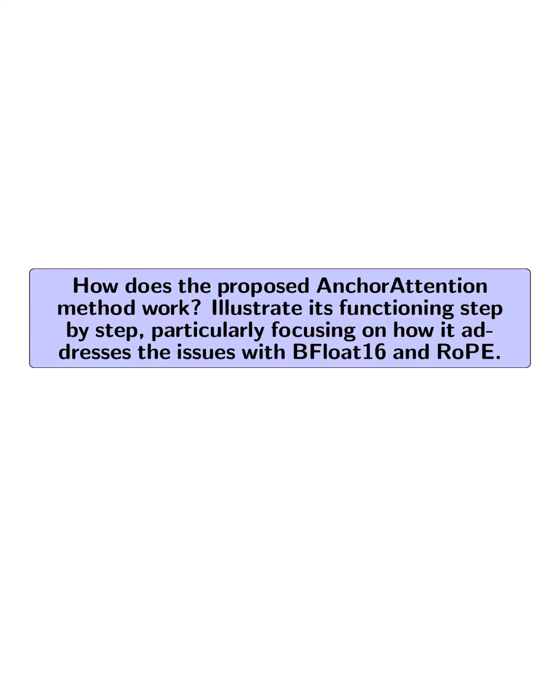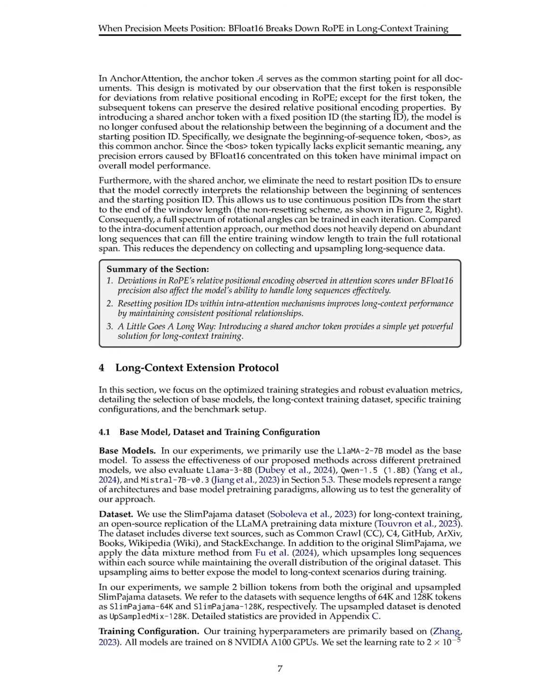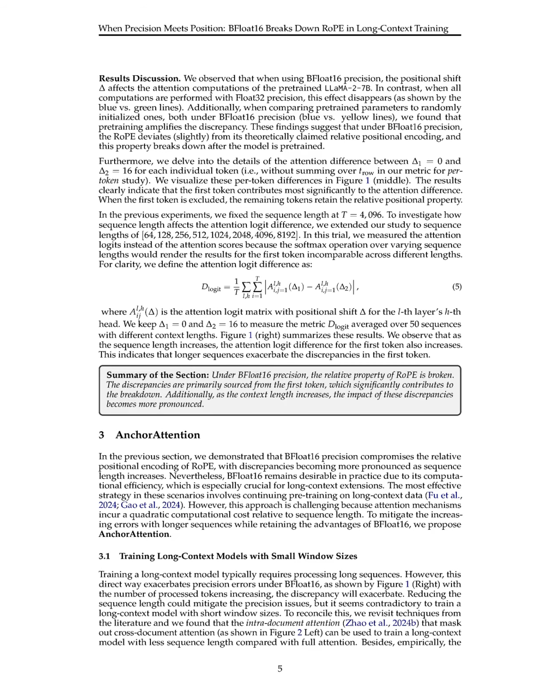How does the proposed AnchorAttention method work? Illustrate its functioning step by step, particularly focusing on how it addresses the issues with BFloat16 and RoPE. The proposed AnchorAttention method functions by introducing a shared anchor token, designated as the beginning of sequence token, <bos>, which is assigned a fixed position ID visible to all documents within the context window. This design addresses the discrepancies in RoPE's relative positional encoding caused by BFloat16 precision, particularly the significant contribution of the first token to these deviations.